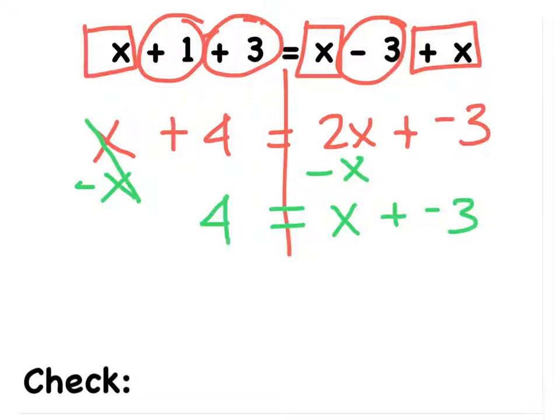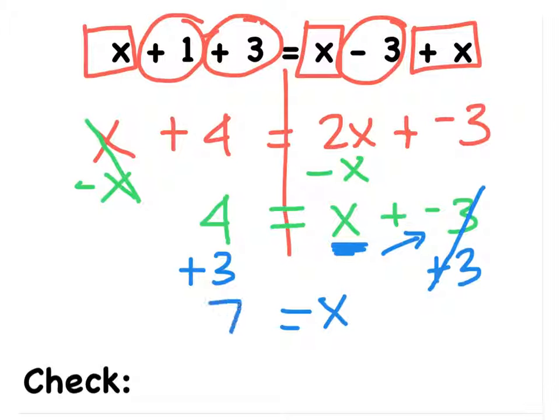And then, since I have x's all together on this side, I want to get rid of that negative 3. The opposite of negative is positive, so I'm going to add 3 to both sides. Negative and positive add up to make 0, so I'm left with x equals 7.